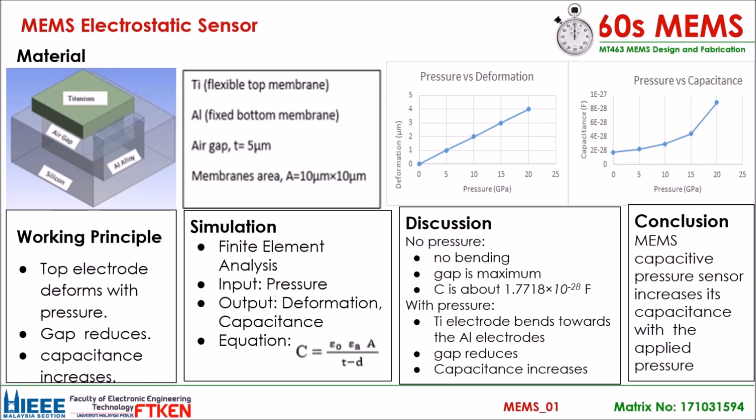The designed MEMS capacitive pressure sensor is constructed by the titanium top electrode, the aluminum bottom electrode, and the dielectric layer. The titanium is flexible while the aluminum is fixed. The working principle: the top electrode will deform with the pressure applied. The gap between the electrodes will reduce, hence the capacitance increases.